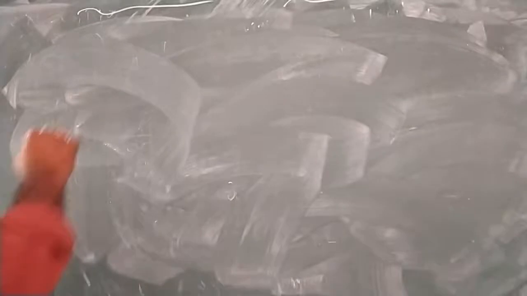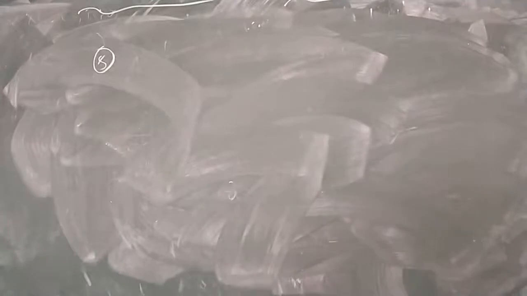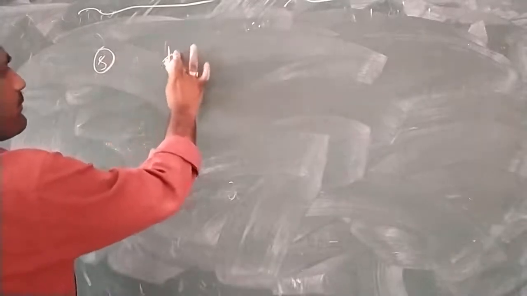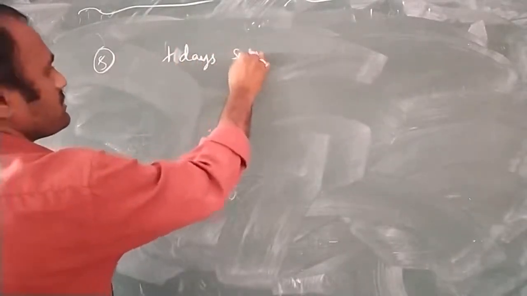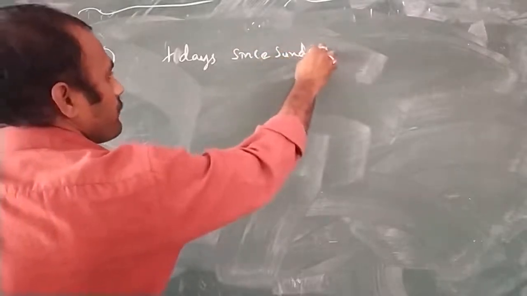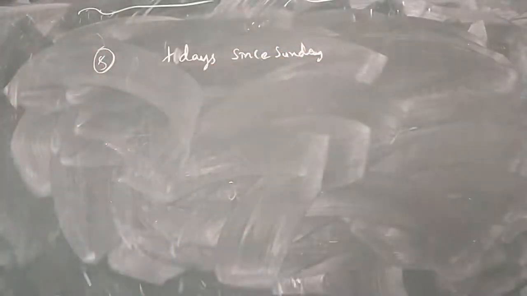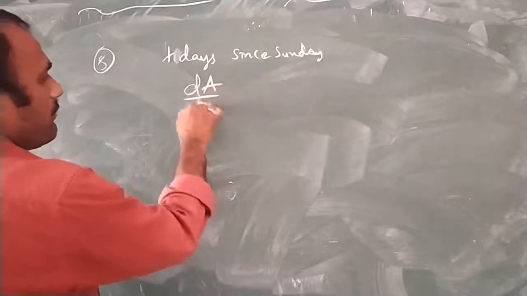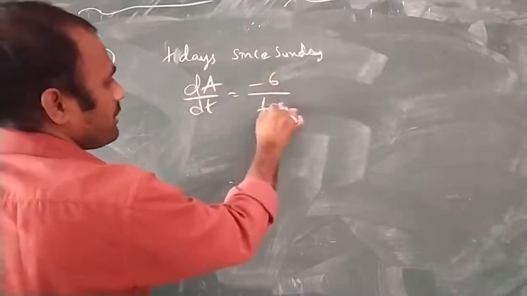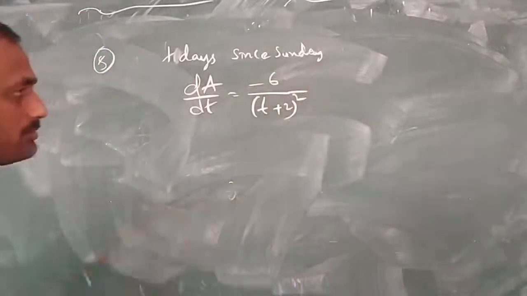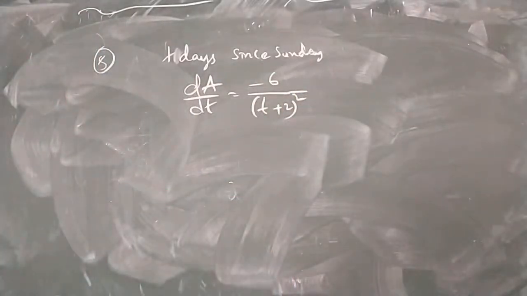Next, let us see the fifth question. A wound is healing in such a way that T days since Sunday, so he is saying that T days since Sunday. So he is starting initially from Sunday. Second, the wound area has been decreasing at the rate of minus 6 by T plus 2 whole square, centimeter square per day. So he has given that the rate of change of the area of the wound is minus 6 by T plus 2 whole square, where 0 less than T less than 8.